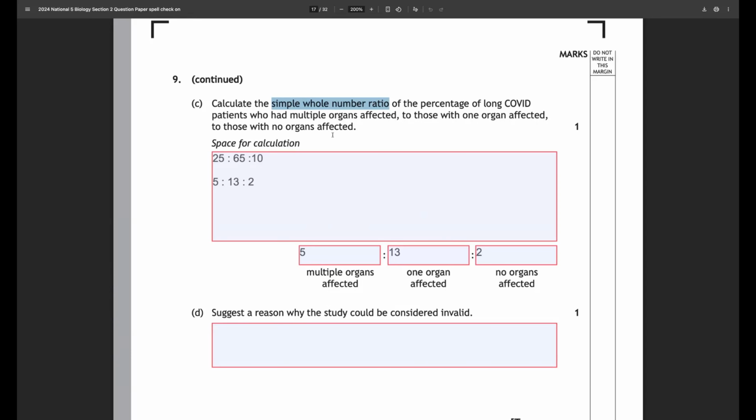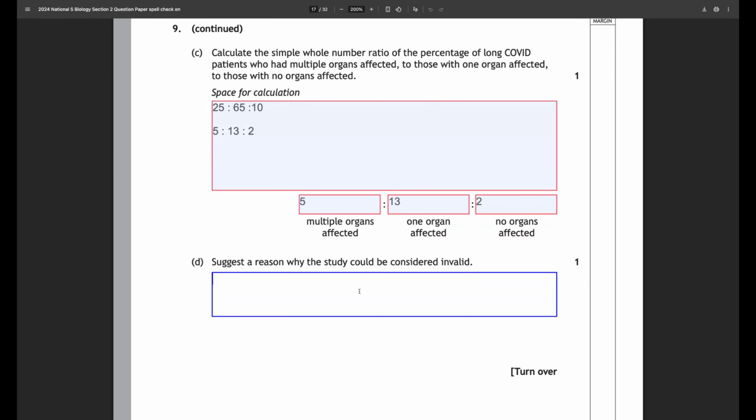This is an important part of the ratio question. The most common mistake I see from people is they don't simplify the ratio down enough, or they start using decimals rather than whole numbers. So that's how we work out that one.